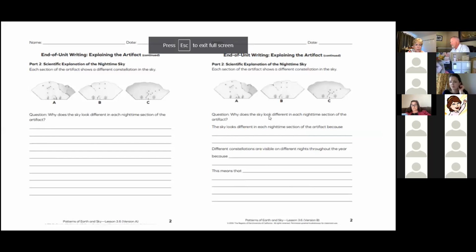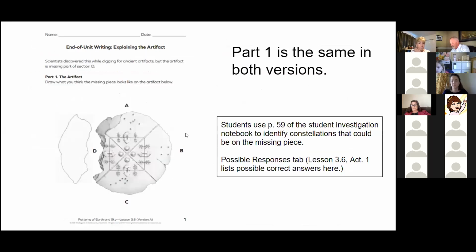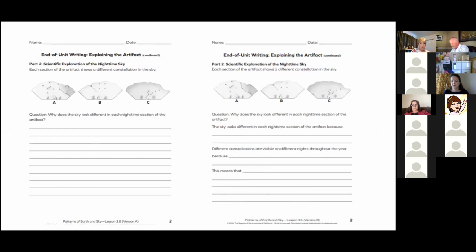Okay, so here's the difference then. Part 1 is exactly the same between version A and version B. Students are using what they've learned, using those posters around the room, choosing a spring constellation to add into that missing spot. Then this is version A on the left, where they're answering the same question, just version B has these sentence scaffolds to support them. So you're asking, why does the sky look different in each of those nighttime sections of the artifact? And then here, it just supports them in saying the sky looks different because different constellations are visible on different nights throughout the year because, and this means that, to get them to start to talk about some of those different patterns that they have learned about in the way that the Earth is moving.